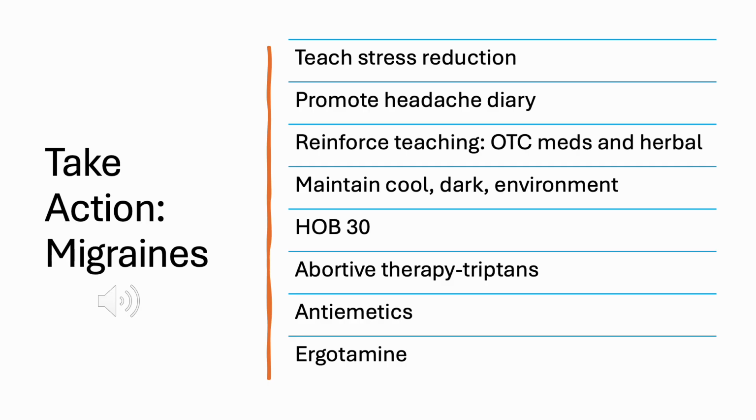You want to explain to them once they get a headache, they should go into a cool, dark environment. They should keep their head of bed at 30 degrees, and then use the abortive therapies such as triptans, antiemetics, and ergotamine. So ergotamine has the caffeine in it, which helps vasoconstrict, and same with the triptans. Now, just be careful with the triptans if somebody has cardiac disease, because it vasoconstricts and it could vasoconstrict the coronary arteries.